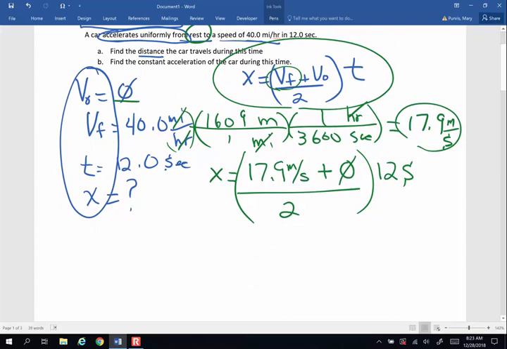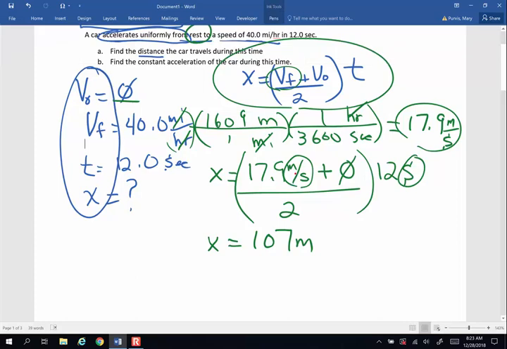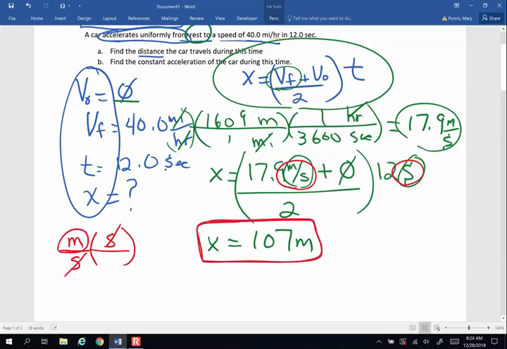I'm just going to give myself a little more room on the page, and let's do the math. 17.9 divided by 2 times 12 equals, and I get a displacement of 107 meters. Now let's take a look at the units. Use the units in your problems as hints to determine if you are doing the math correctly. So here's what we've got. I've got meters per second multiplied by seconds. Seconds on top, seconds on the bottom cancel. I end up with meters. I want a displacement in meters. Yahoo! I think I did that correctly.